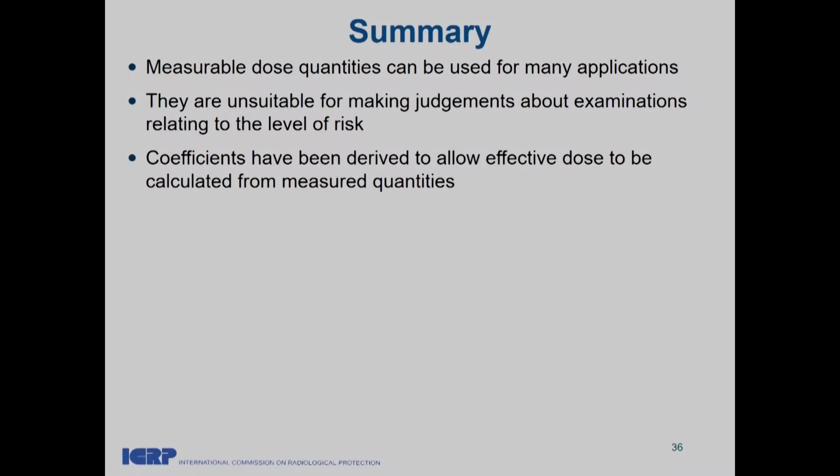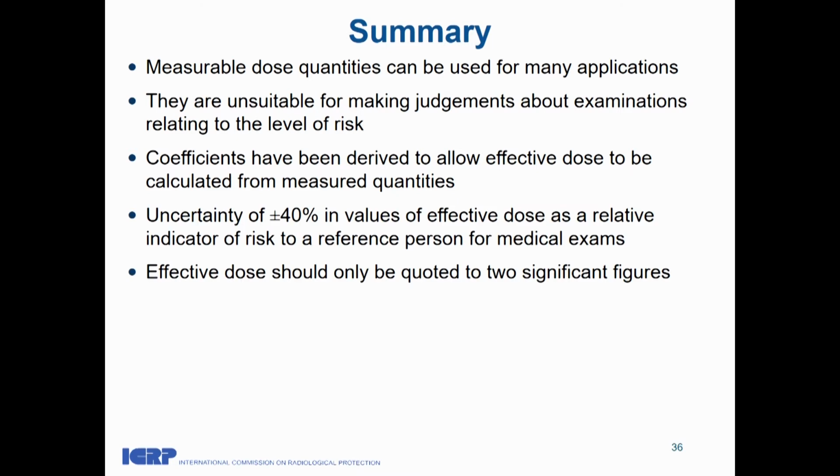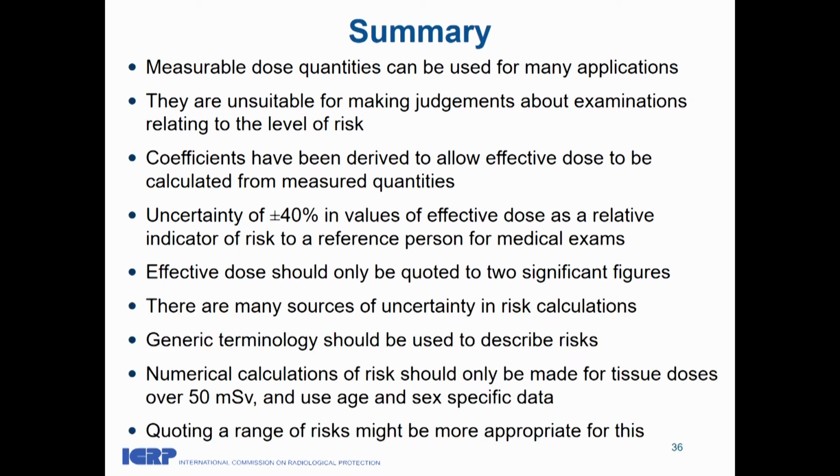It's not ICRP. Measurable dose quantities can be used for many applications. They're unsuitable for making judgments about examinations relating to the level of risk. Coefficients have to be derived to allow effective dose to be calculated from measured dose quantities. There's uncertainty of plus or minus 40%. For medical exposures, effective dose should only be quoted to 2 significant figures. There are many sources of uncertainty. We could use generic terminology to describe risks.